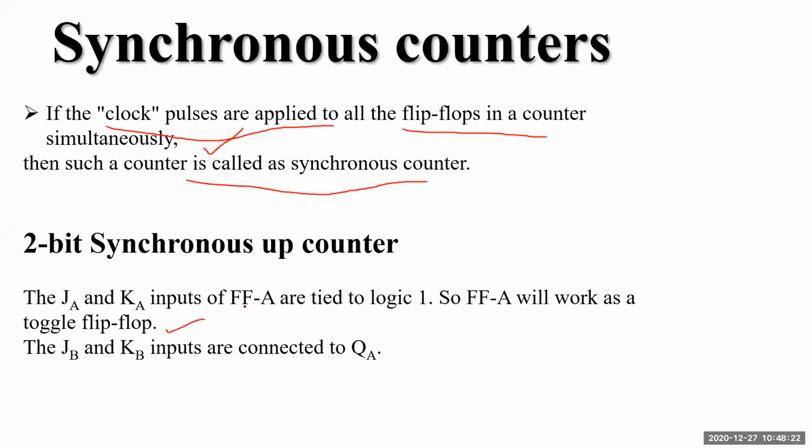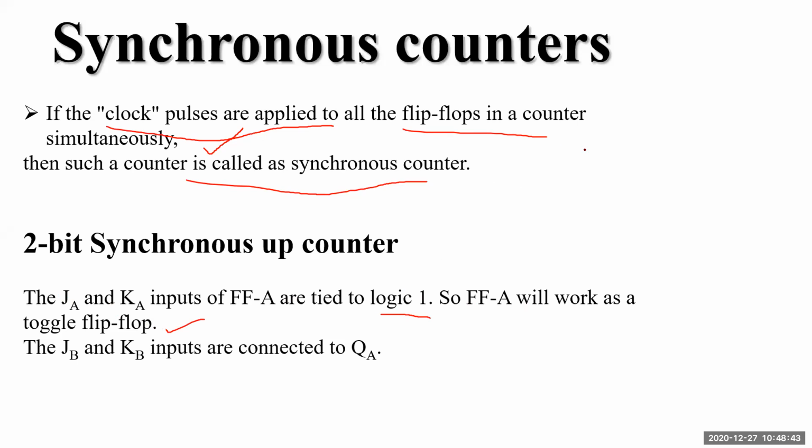The same thing I have written over here. Whenever J and K are connected together to one logic, it is connected to only one input. Therefore, this JK flip-flop will act as a T flip-flop. That is a small minimum understanding of conversion of JK flip-flop to T flip-flop. If you short J and K, that JK flip-flop will become a T flip-flop.